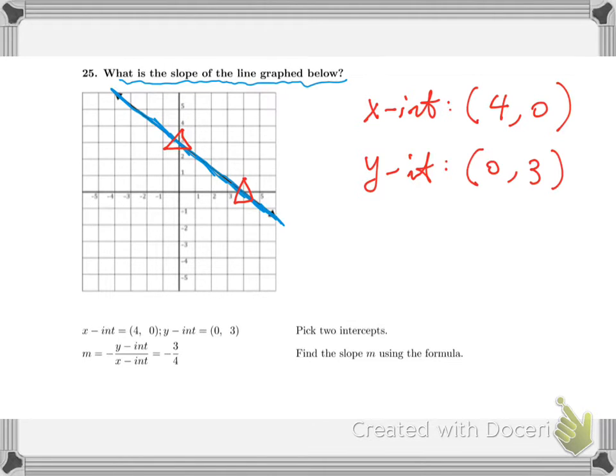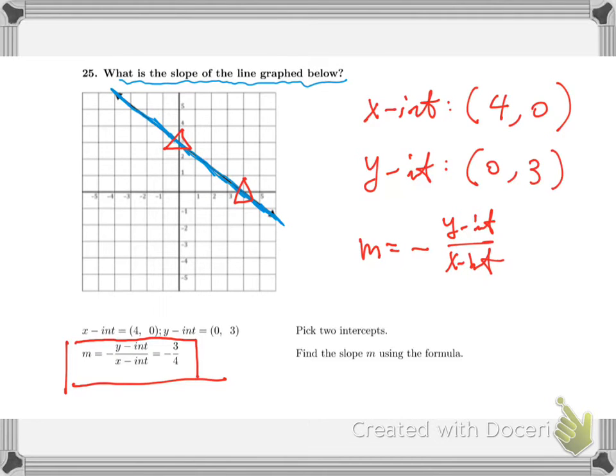And then we use this formula to find the slope. The slope is negative y-intercept over x-intercept. So it's not y-intercept over x-intercept. There's a negative sign in front of the fraction. So this is negative, y-intercept 3, x-intercept 4. So the answer is negative 3 over 4.